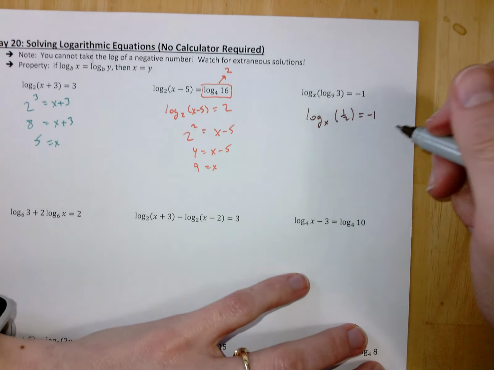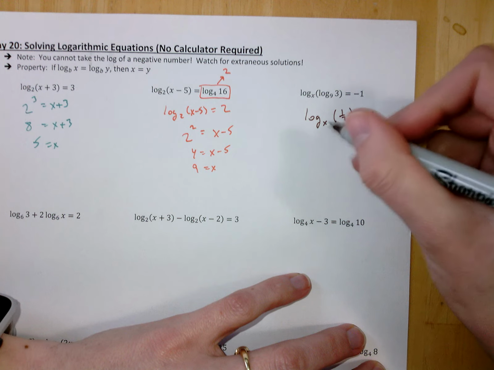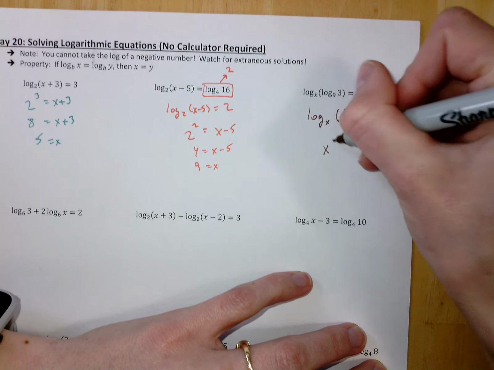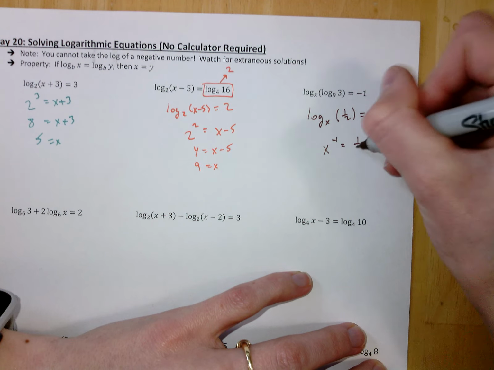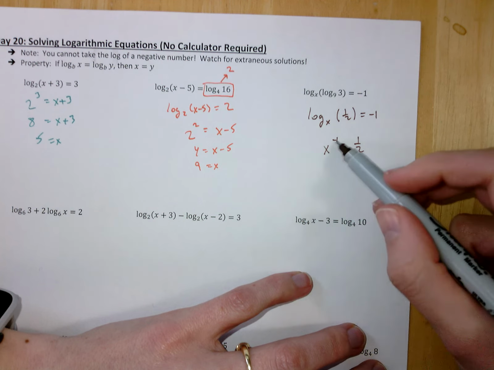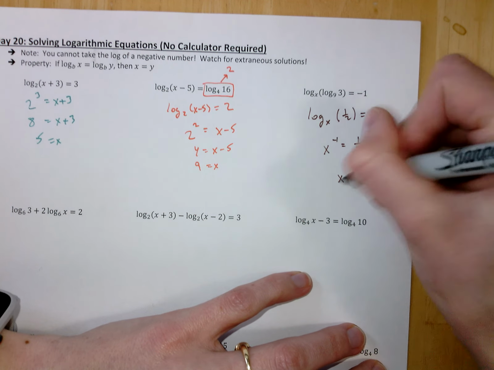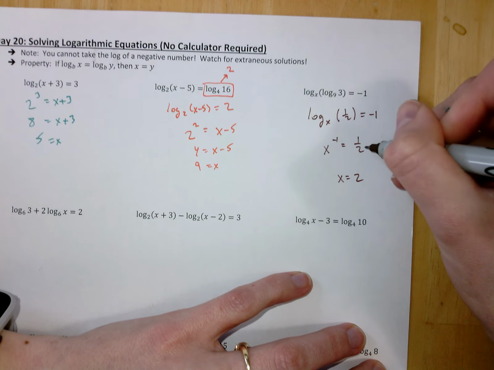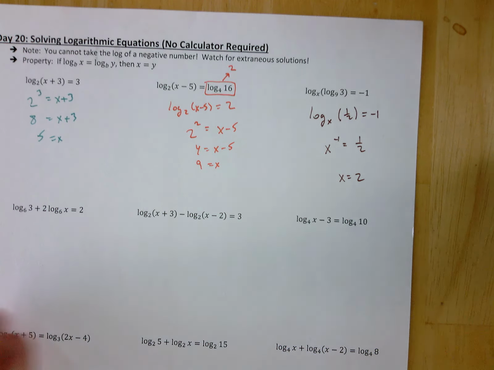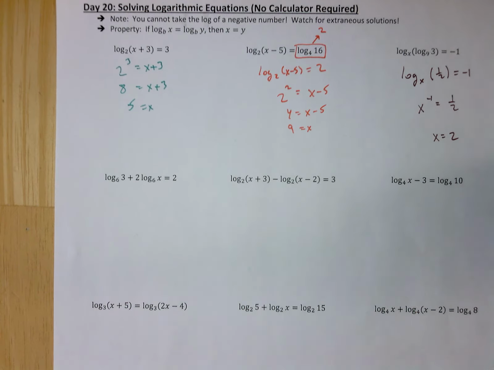Okay, and then let's try converting it and see where we end up. This one's a little bit different because the variable's in a different spot, but let's see where we get. So it's going to be x to the -1 power equals 1/2. And hey, I can solve that. That's pretty easy, right? What number to the -1 power is 1/2? 2, right? 1/2 is just 2 flipped. So there we go. Great.